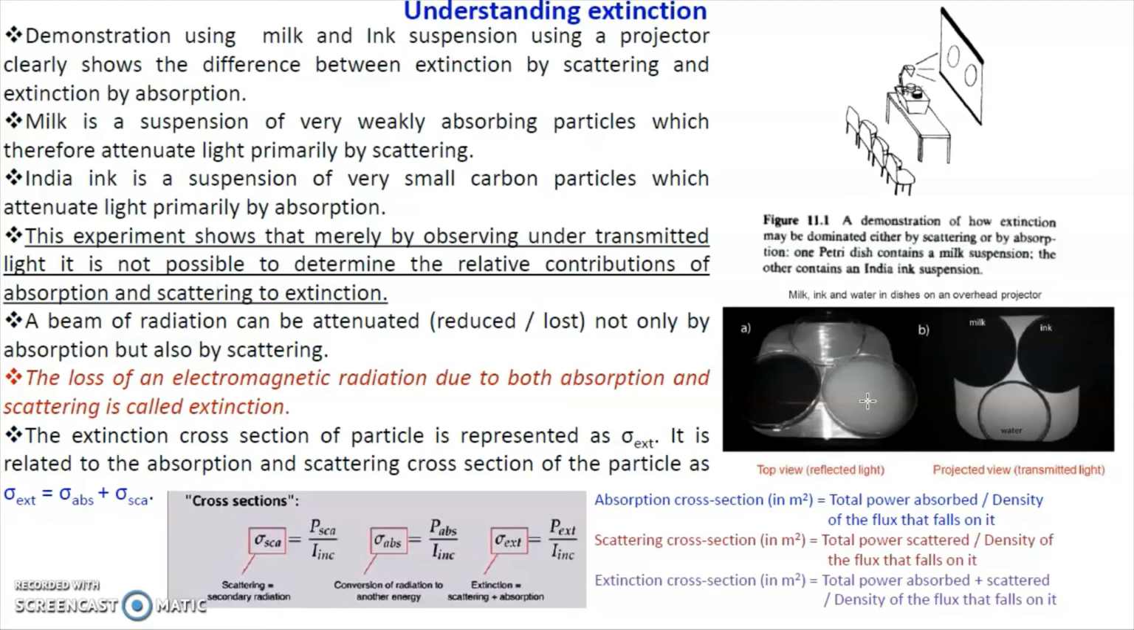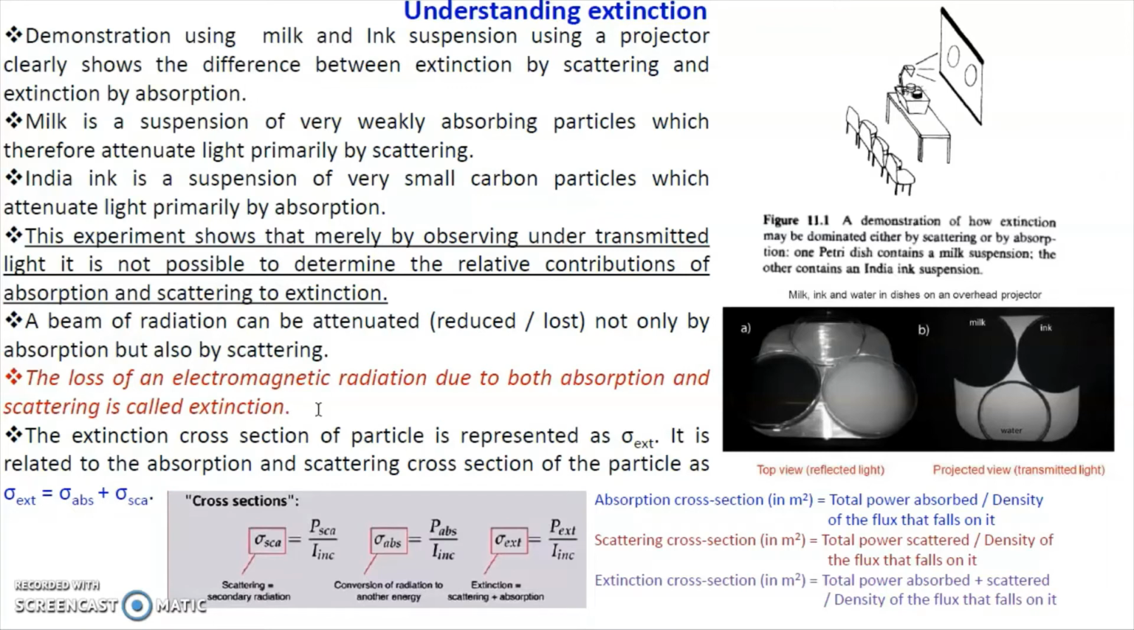So in case of milk, absorption takes place and scattering also takes place. A beam of radiation can be attenuated, reduced or lost not only by absorption but also by scattering. So this is happening in case of milk. If the loss of an electromagnetic radiation takes place due to both absorption and scattering, then it is called extinction. This is very important. What is the meaning of extinction? Extinction is nothing but a combination of absorption and scattering.